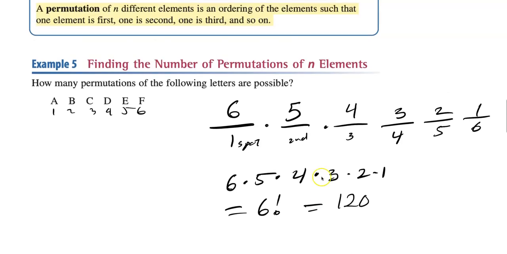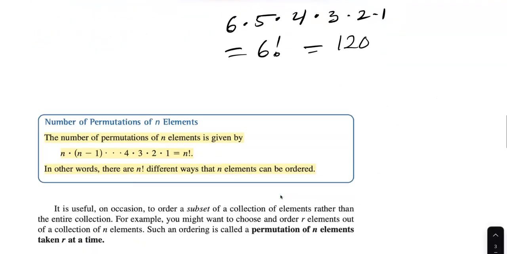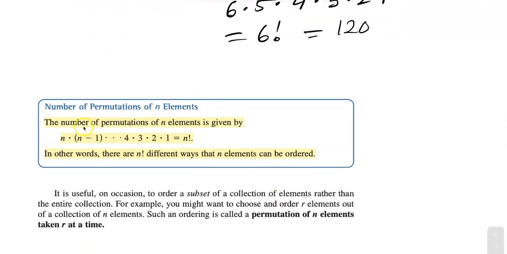So that's what permutations are about. It's how many different ways you can arrange things, and it turns out it's just a factorial. The number of permutations of n elements is just n factorial. That's all it is.